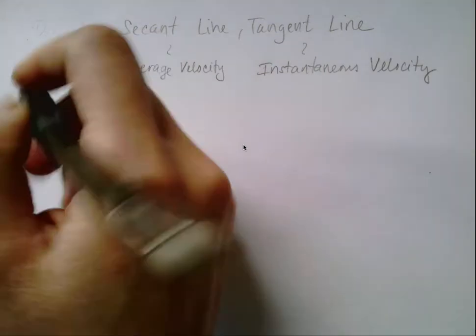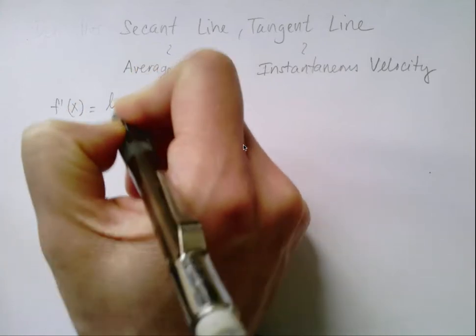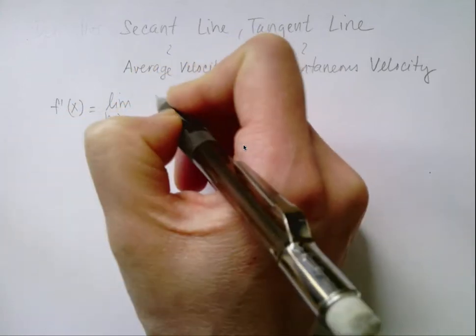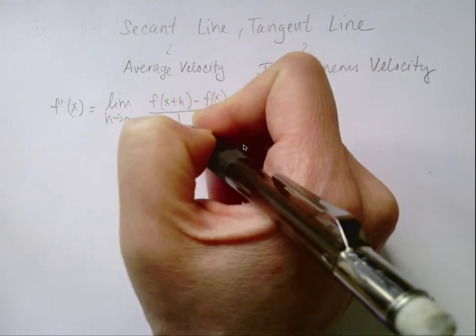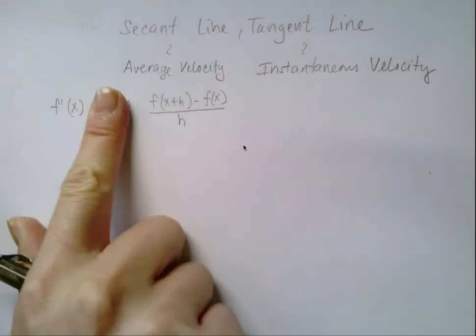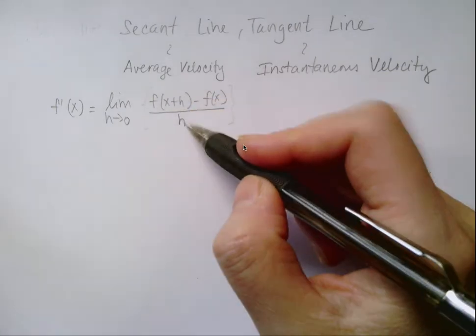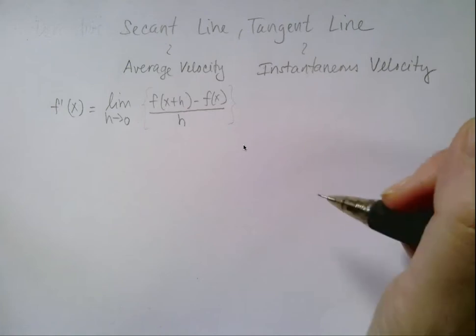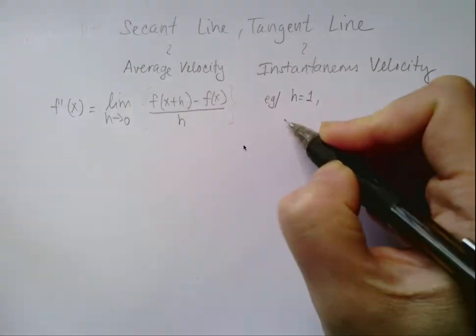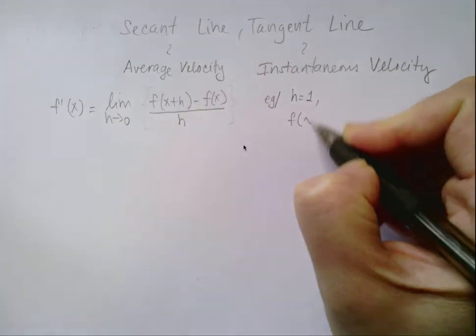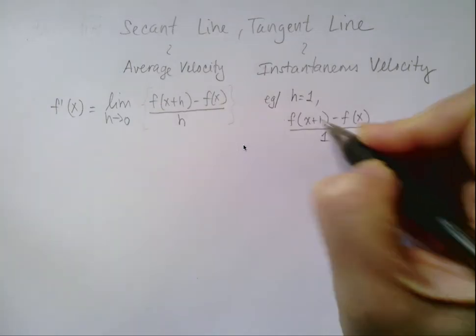So let's write the definition of the derivative again. So remember, the derivative of f at x is the limit, as h goes to 0, of f at x plus h minus f of x over h. Now let's ignore the limit for a second, all right? If we just look at this expression for some concrete value of h, then that is an average velocity. For example, if h equals 1, then we have f at x plus 1 minus f of x over 1.